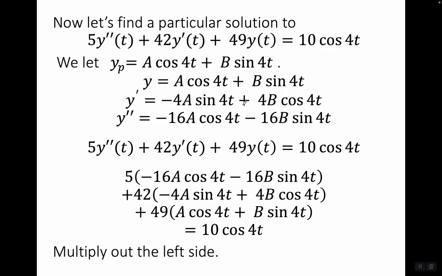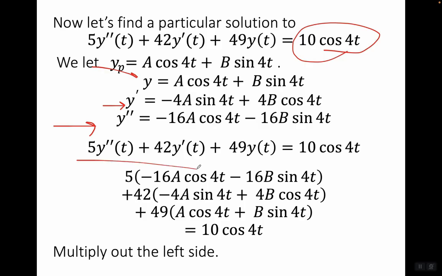Now let's find a particular solution to the non-homogeneous differential equation 5y double prime plus 42y prime plus 49y equals 10 cosine 4t. We let y equal a cosine 4t plus b sine 4t. That's going to be our guess because we have a constant times cosine 4t on the right side. This is going to be our y. This is our y prime. We take the derivative, we get negative 4a sine 4t plus 4b cosine 4t. Take the derivative of that, and we get negative 16a cosine 4t minus 16b sine 4t.